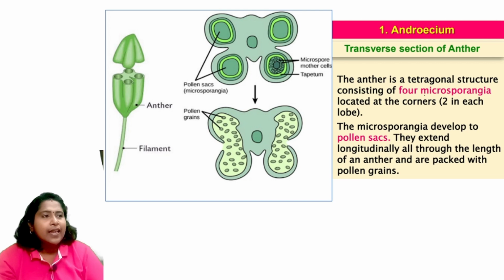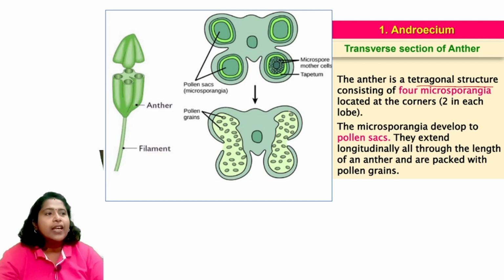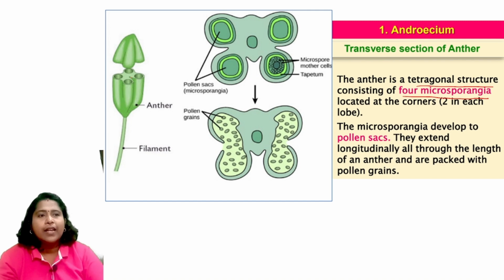See, the anther is tetragonal in shape. It is tetragonal in structure. It consists of 4 microsporangia. See here, this is what I told you. This is the anther. This is one lobe, and this is another lobe. And in each lobe we have 2 theca. Here is another theca, another theca. So in total how many theca?